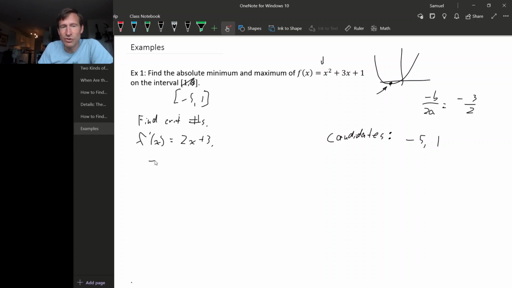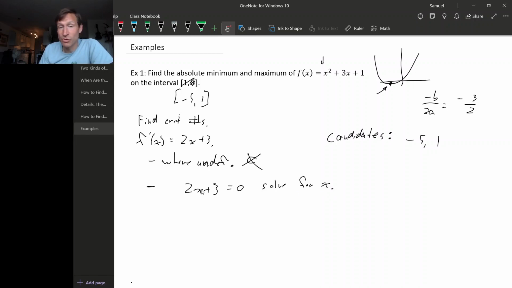So for this one, it's 2x plus 3. And now we need to find where this is undefined. Any x value where the derivative is undefined counts as a critical number, but there's no such thing for this example. This derivative is defined everywhere. And the other collection of x values is x values where the derivative is 0. So let's take this derivative, 2x plus 3, set it equal to 0, and solve for x.